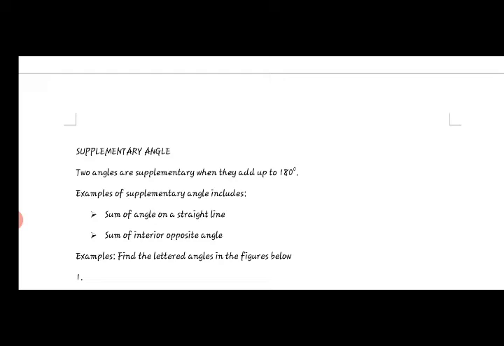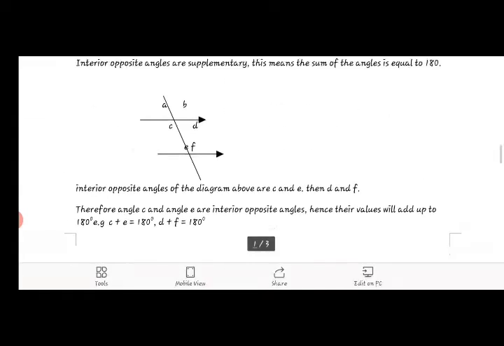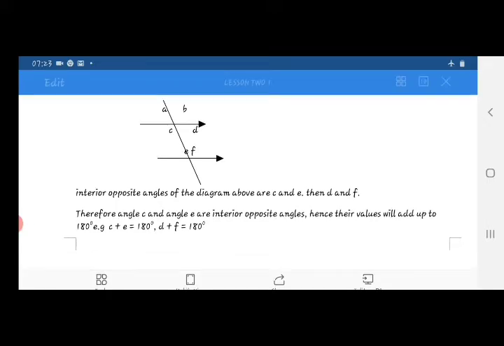And it could be 90 and 90. When you have two 90 degrees, that is two right angles. You have two right angles on a straight line. 90 plus 90 means those angles are supplementary. The sum of interior angles is the one we just explained: C plus E, D plus F.